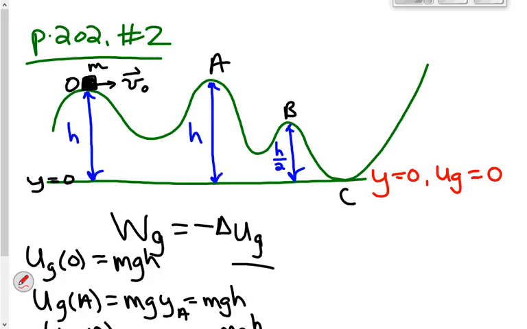So at A, we know that UG of A is what? MGH, and UG of B is MGH over 2. Good. Okay. And I believe there's even one more part to this problem.